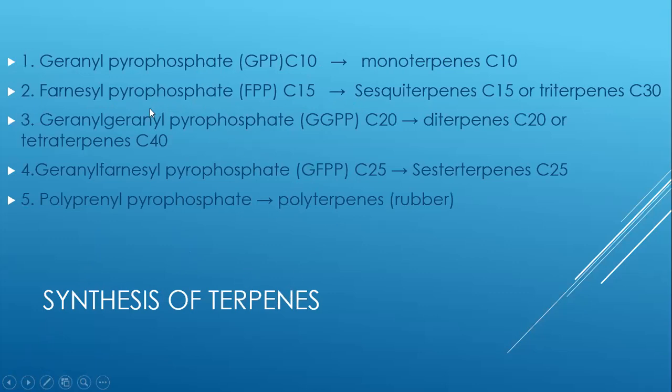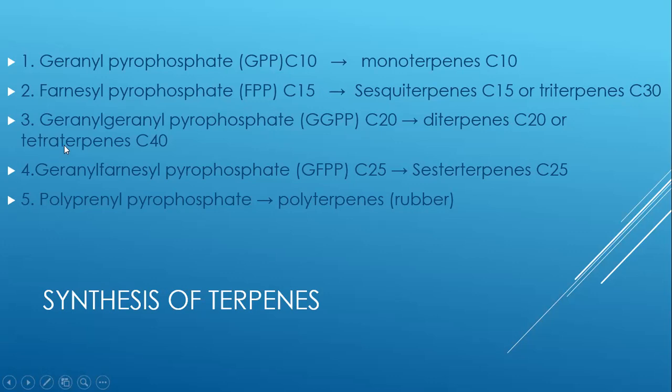So, pwedeng halimbawa, yung dalawang sesquiterpene, each of them containing 15 carbons. For example, yung farnesyl pyrophosphate. Ano? If they combine, they will form a triterpene. Kasi if 15 plus 15, you're going to get 30 carbons. Ano? So, that's a triterpene.